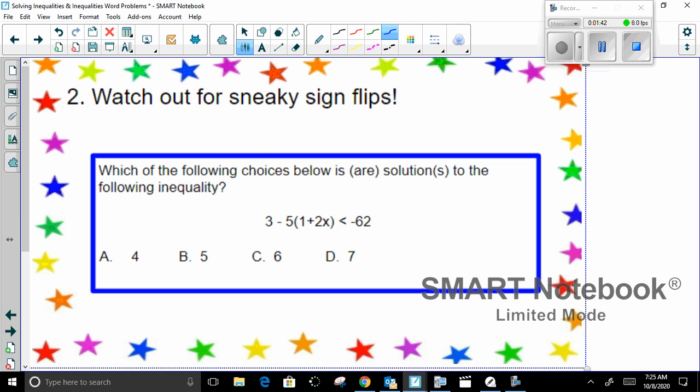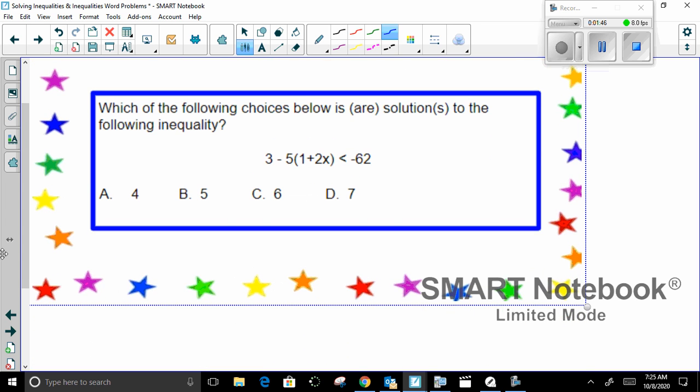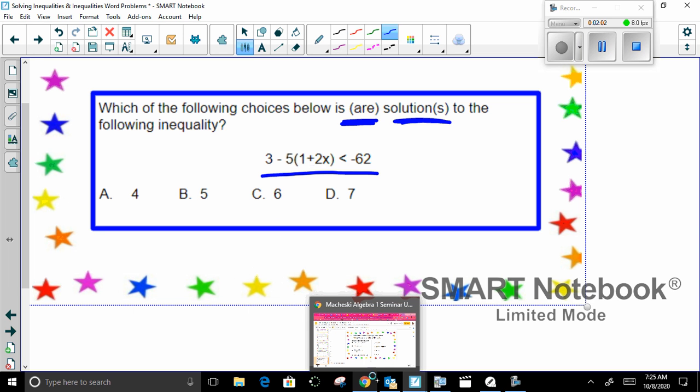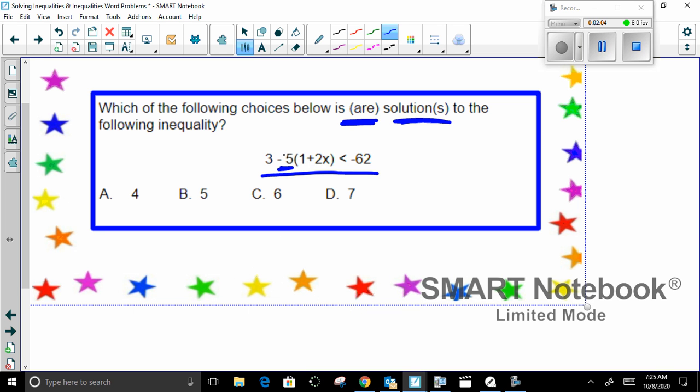All right, which of the following, watch out for sneaky sign slips. And then it says, which of the following choices below is or are solutions to the following inequality? So it seems like it could be more than one. So think about how you're going to solve this inequality. What do you need to do first? Very good. You need to get rid of parentheses by distributing. What are you going to distribute? I need to distribute that negative 5.